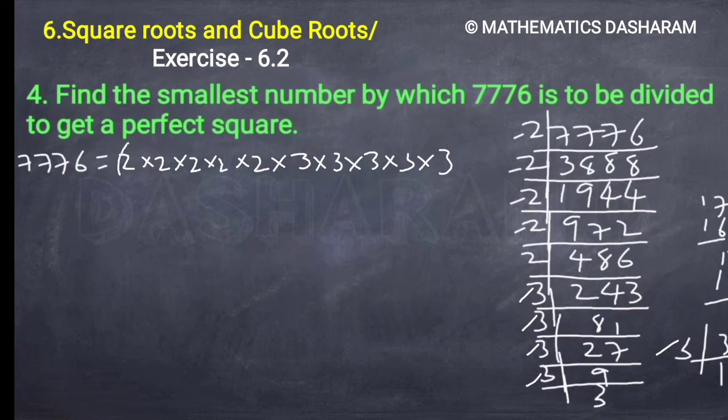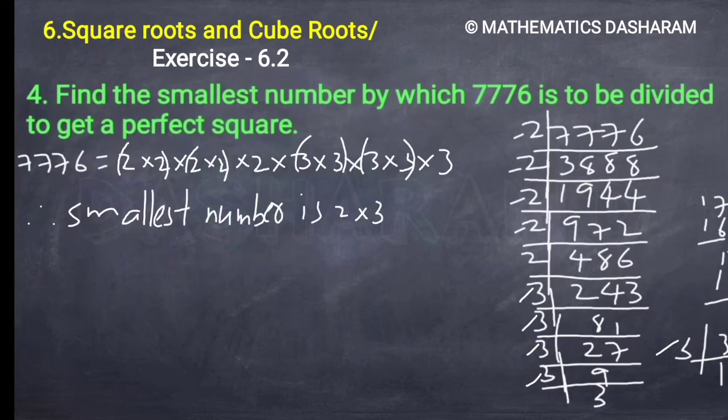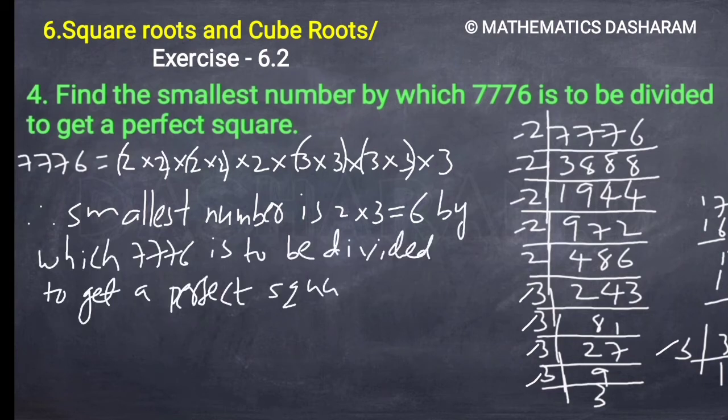So here one pair, here second pair, next here third pair, next here fourth pair. There is no pair for 2 and 3. So that means we have to remove these two numbers to get the perfect square. Remove nothing but divide the given number with 2 and 3, then you will get the perfect square. So therefore the smallest number 2 into 3, it is equals to 6 to get a perfect square.